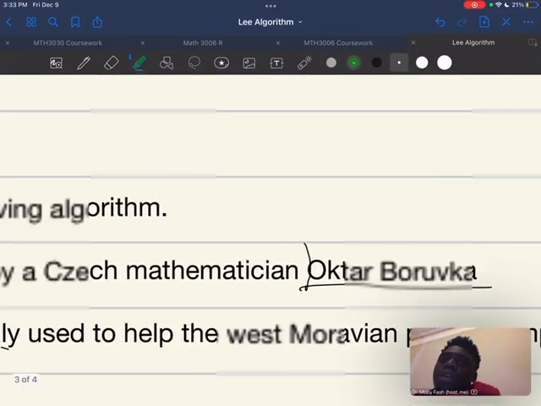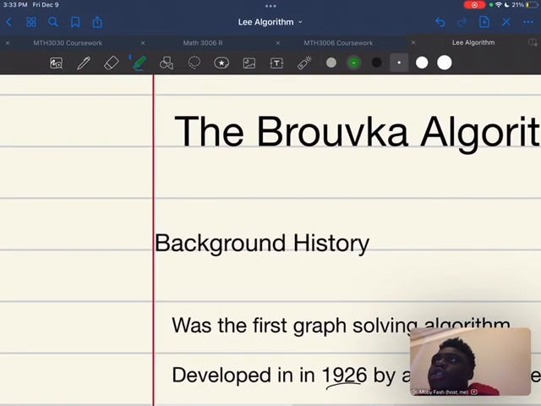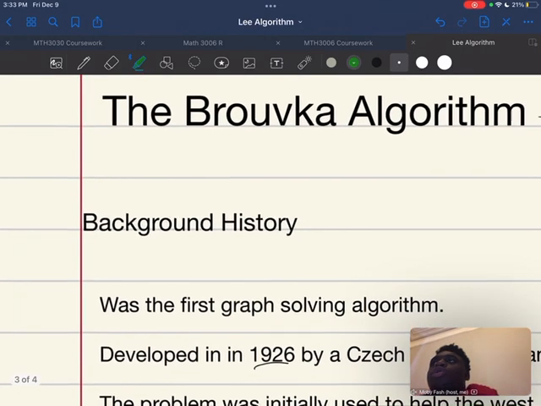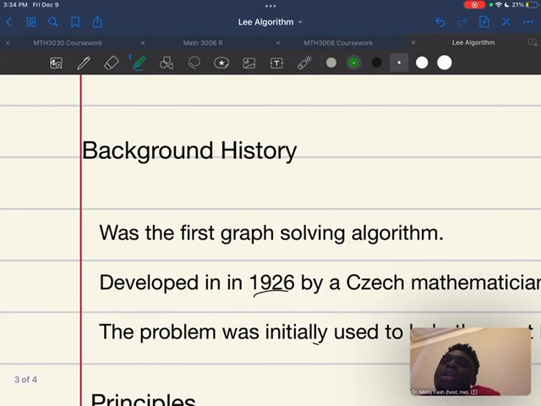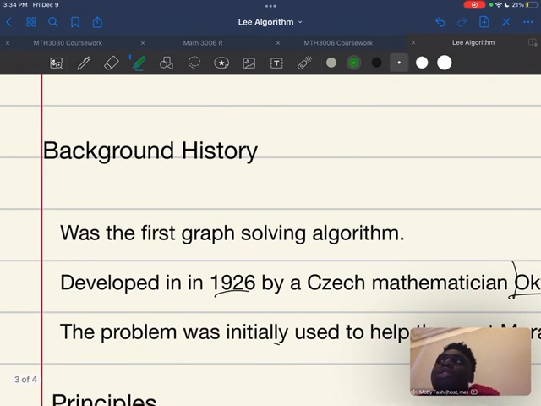Okay, hello. This is a description of the Boruvka algorithm. We're going to go into background history, how the algorithm works with a couple of examples, and an implementation within Python.